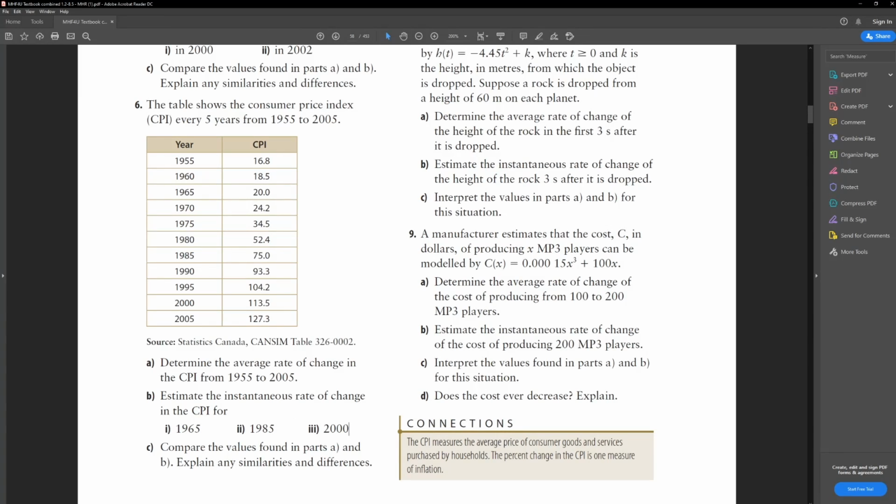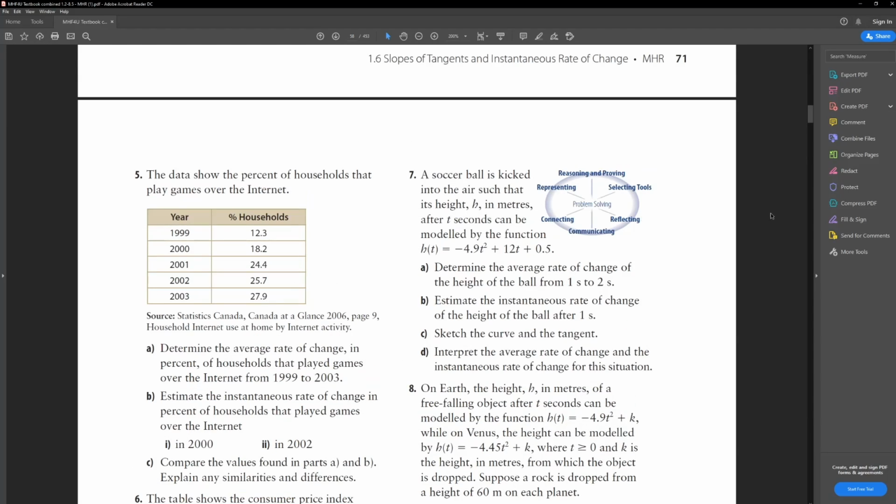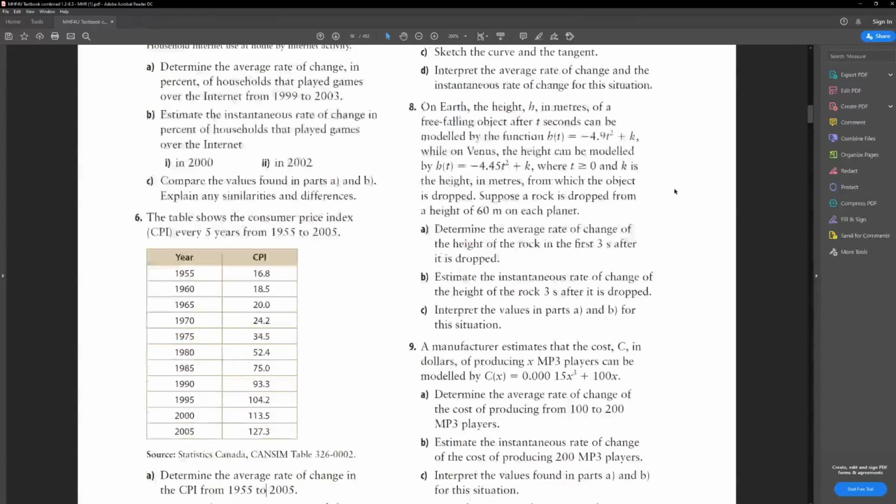Well, they are larger than the value we got in Part A. And I guess that's it for that question. Now we have question 8.